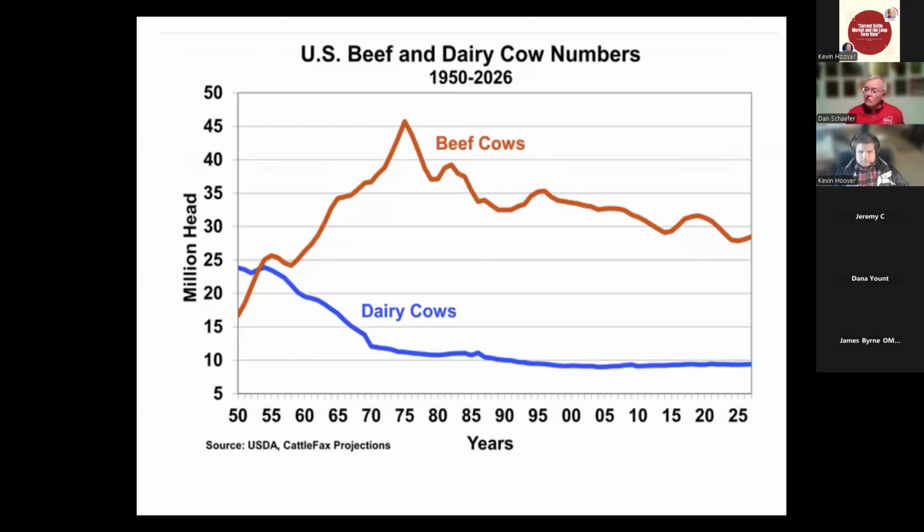Shown on this slide is the relationship between beef cow herd size and dairy cow herd size in the US from CattleFax and from USDA from 1950 to the present. In the last 35 years, the dairy cow population has hovered right around 9.2 to 9.4 million cows. And the beef cow population has fluctuated, as is evident by the fluctuations in that inventory red line. Currently, we are at about 28 million beef cows. So we have approximately 3 times as many beef cows as we do dairy cows in this country.